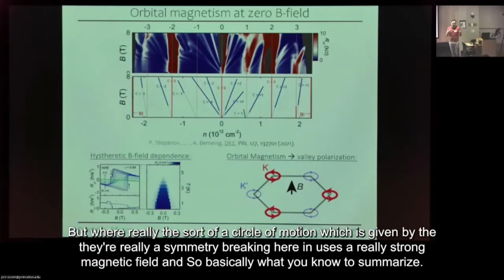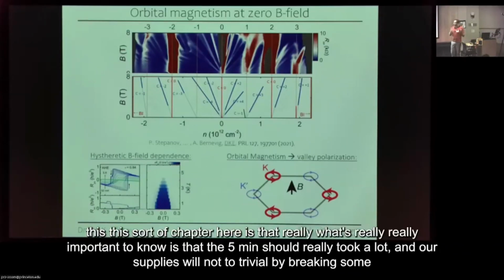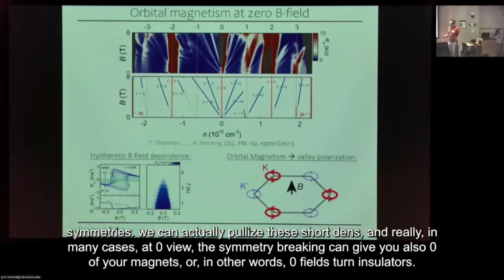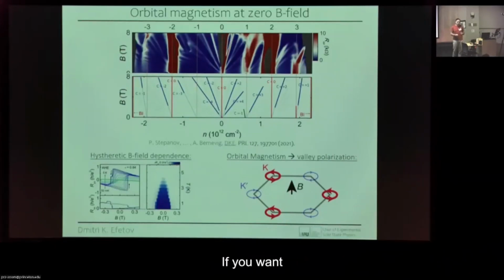To summarize this chapter, what's really important to know is that the flat bands are topologically non-trivial. By breaking some symmetries, we can polarize these Chern bands. And in many cases, at zero field, the symmetry breaking can also give you zero field magnets, or in other words, zero field Chern insulators, if you want.